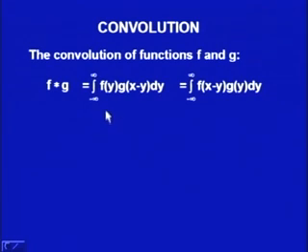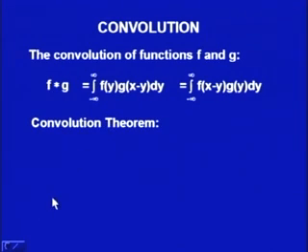This is actually the integral of the first function at some point, multiplied with the other function at the point x minus that first point, and integrated with respect to that point. Then we are evaluating the resulting function at the point x.